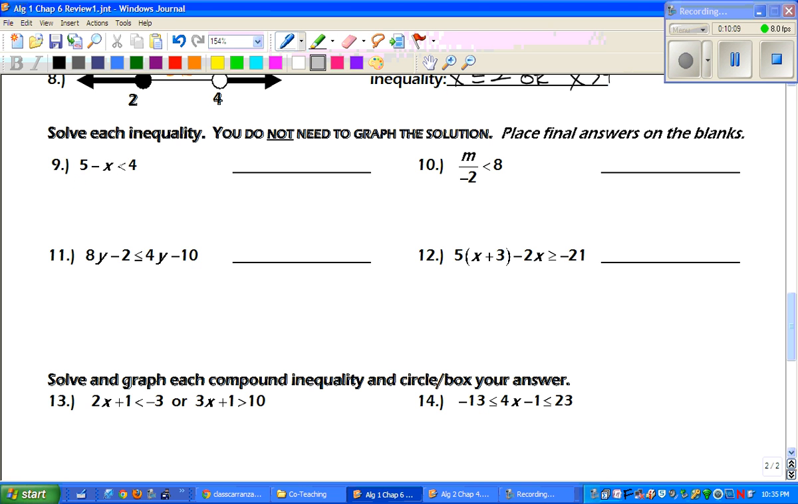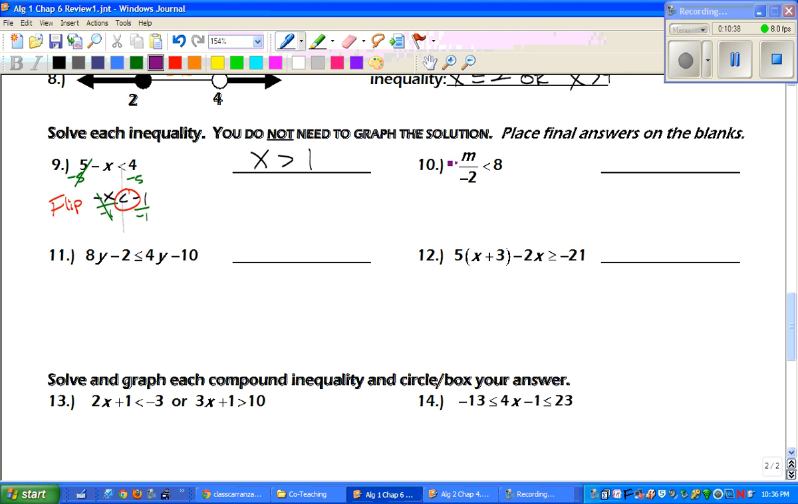Now, let's draw the line. We got to subtract the 5 to both sides. Do not forget about that negative x. Okay? Now, you have to divide by -1. When you divide by negative, you have to make sure to flip, and your answer is x is greater than 1.